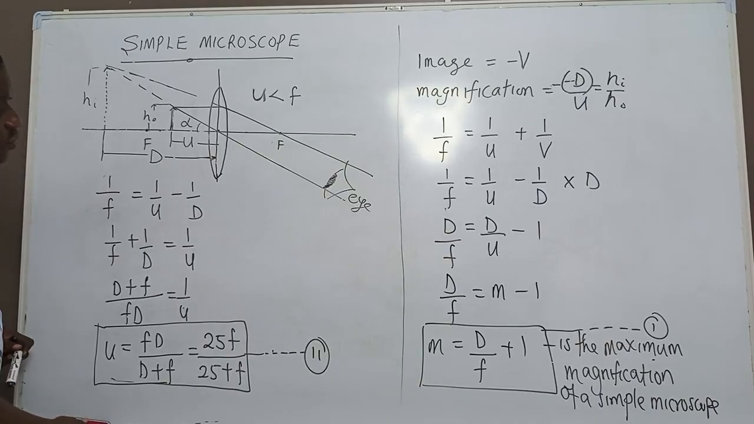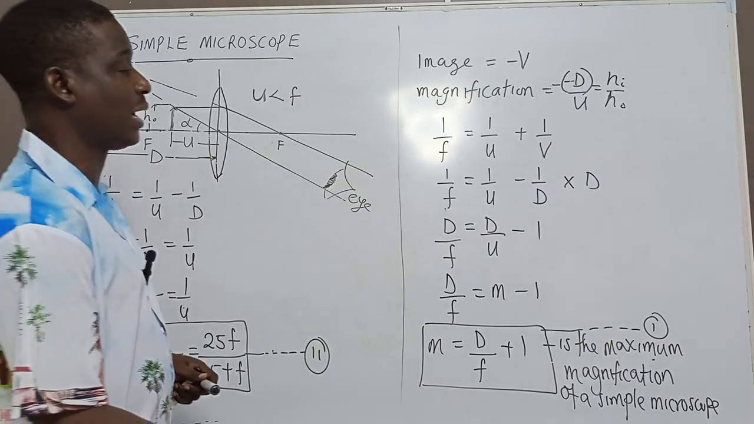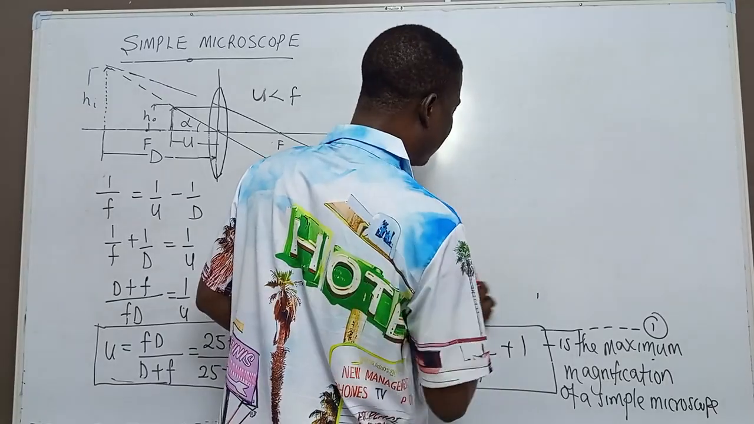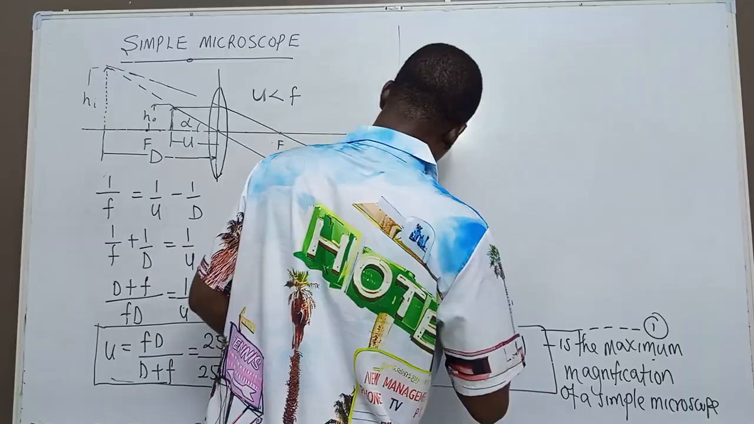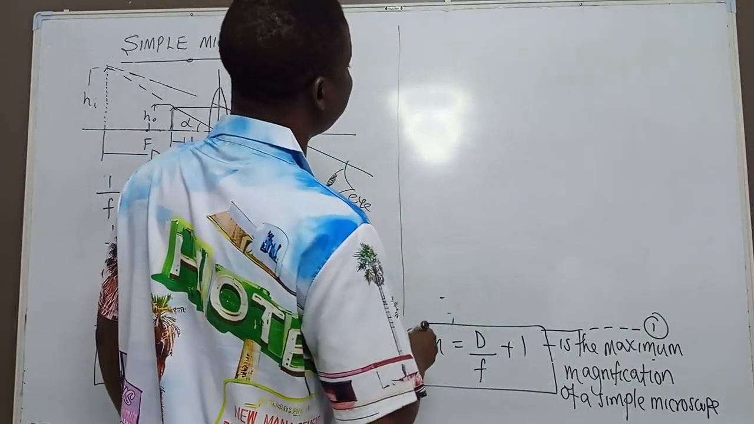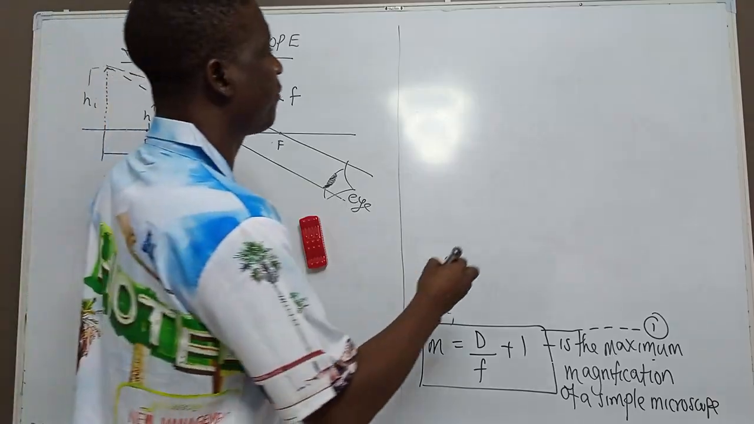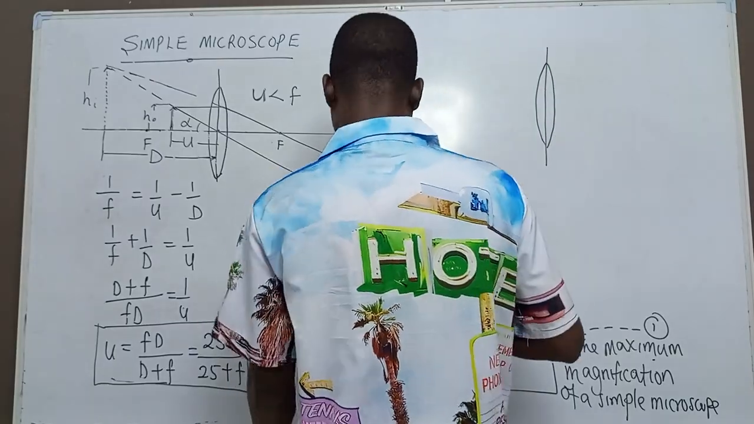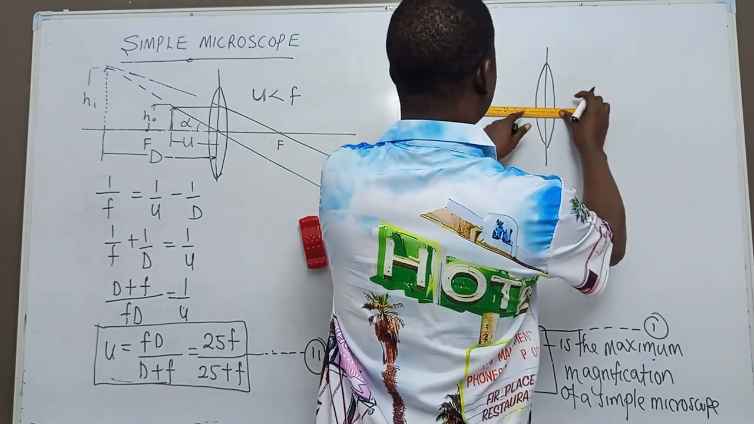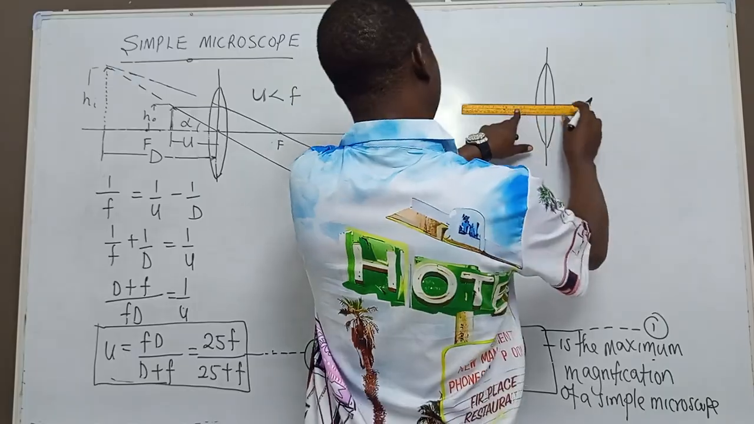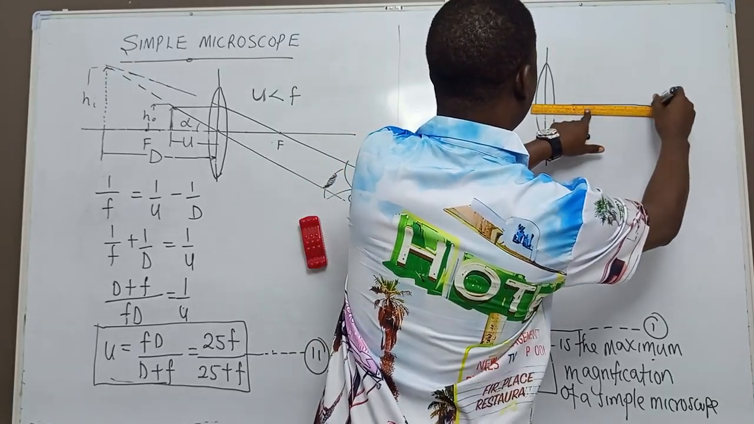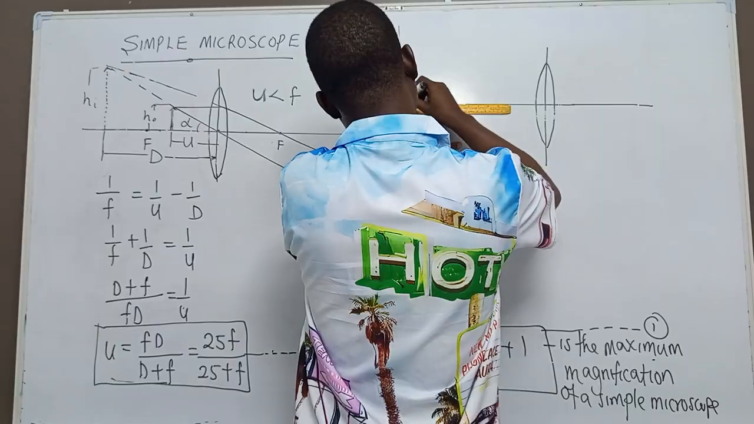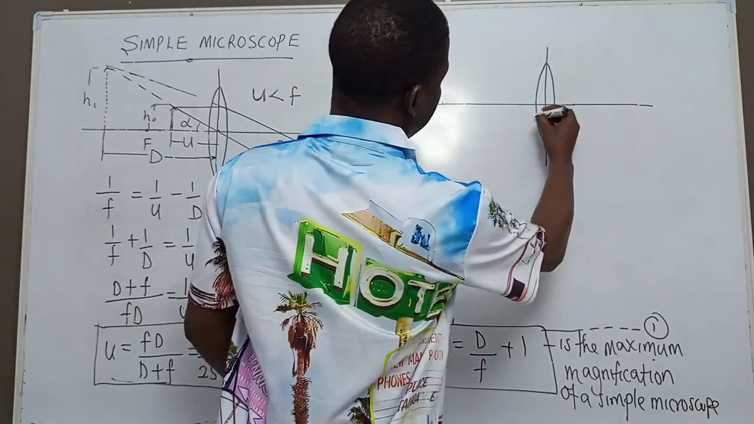Now, there are cases where, before I quickly look at the application of this particular simple microscope, let me also talk about a case where the eye is relaxed. If the eye itself is relaxed, it means that the object position has changed. Now, if I place something like this, look at the board. I have a diagram like this.